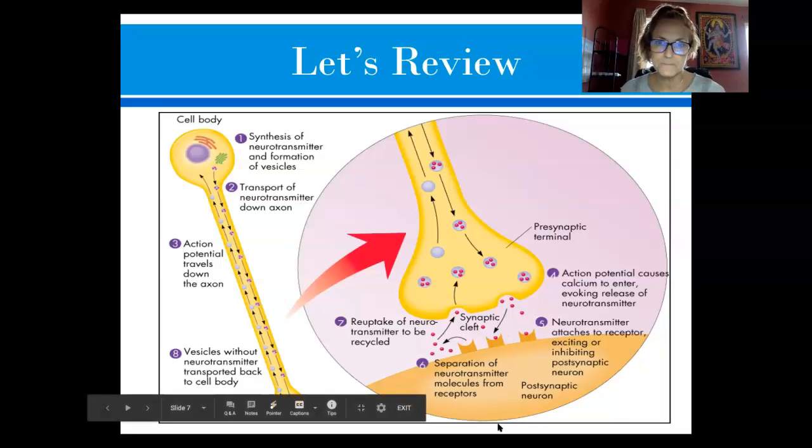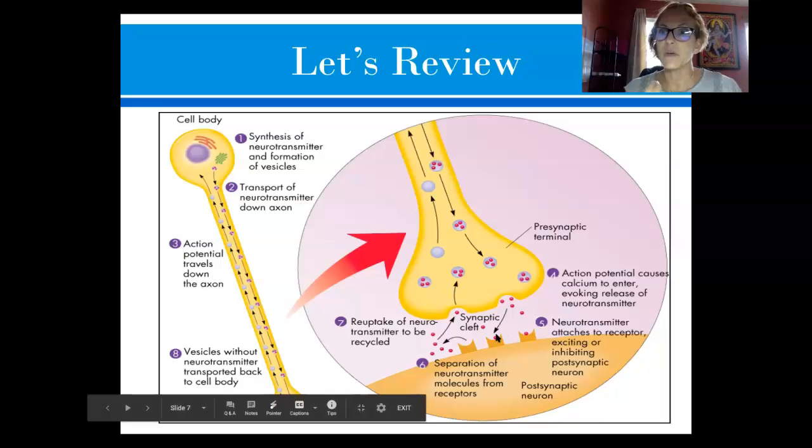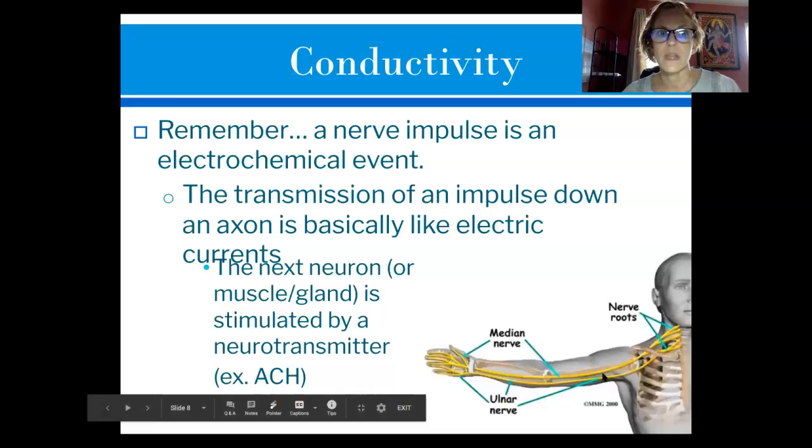Here you are. So depending on the cell, it'll have different receptors that bind with different neurotransmitters, okay? So they'll cause different responses. So that will get sent the full length of a nerve cell.